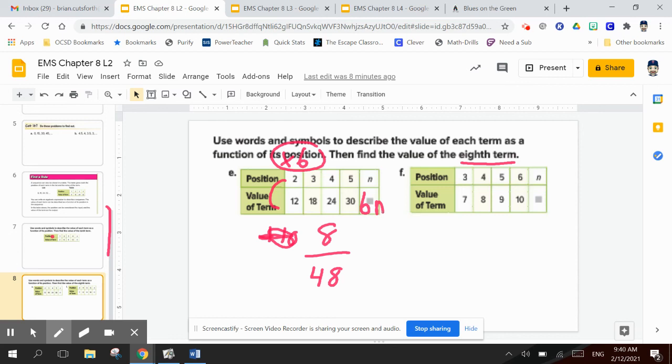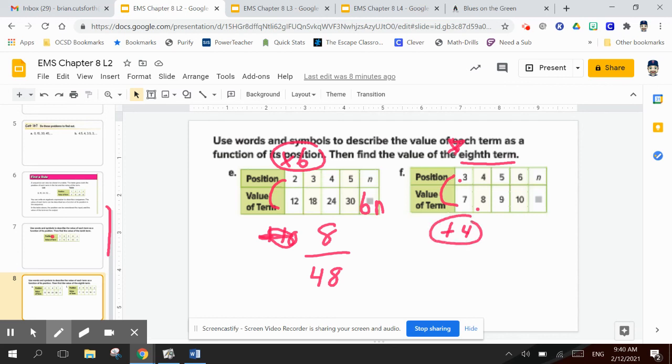Let's look at letter F. From 3 to 7, I can add 4, or I can multiply by, well, 3 doesn't go into 7 equally, so I know I'm not multiplying. So let's try my rule. Is 4 plus 4 8? Yes. Is 5 plus 4 9? Yes. Is 6 plus 4 10? Yes. So I know my rule is add 4.